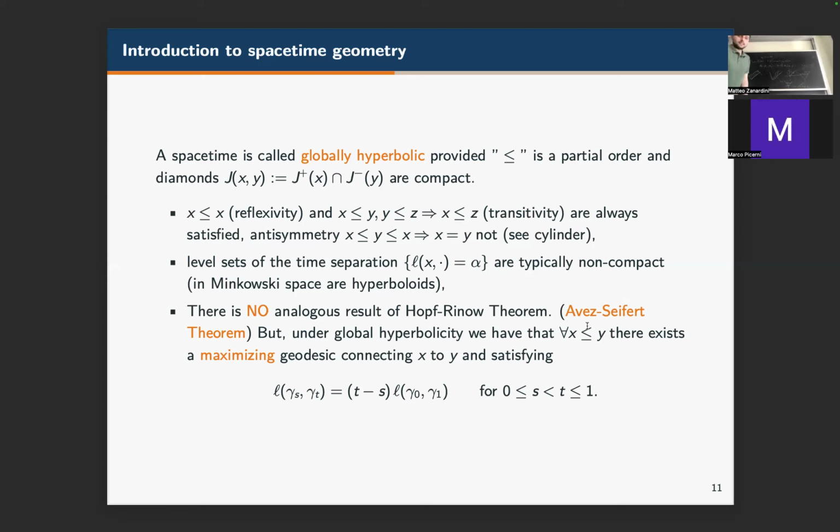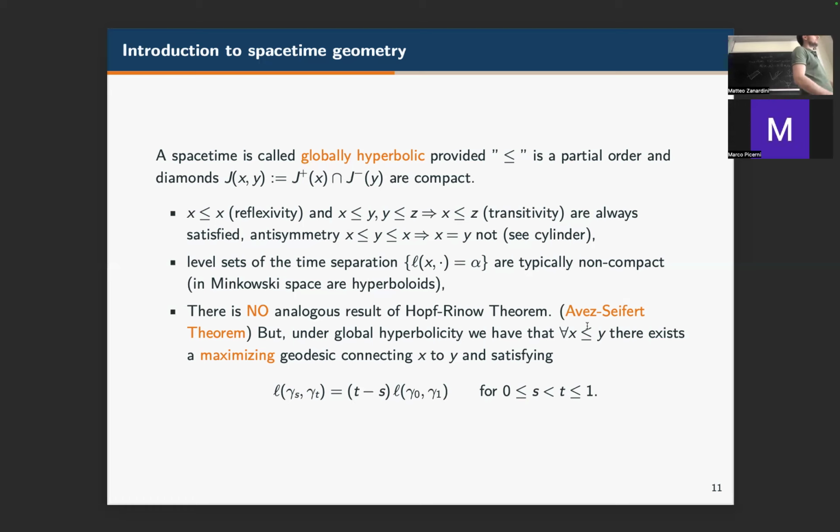Okay. Now we have bad news for these globally hyperbolic spacetimes. Typically, the level sets of this time separation function are non-compact. In Minkowski space they are hyperboloids. And there is no analogous version of the Hopf-Rinow theorem. That is to say, global hyperbolicity is a logically independent statement from timelike geodesic completeness. So there are examples of spacetimes that are globally hyperbolic but not complete at the level of geodesics, and vice versa.